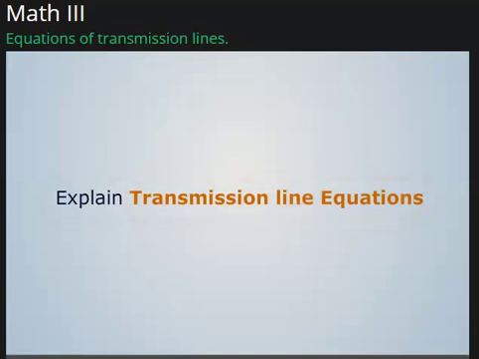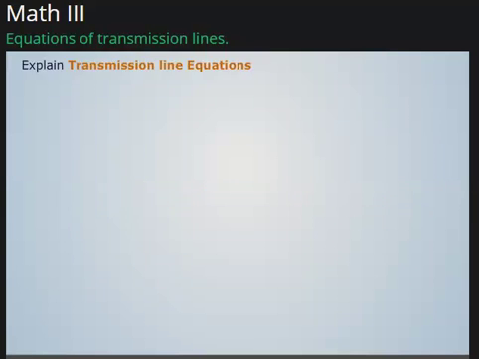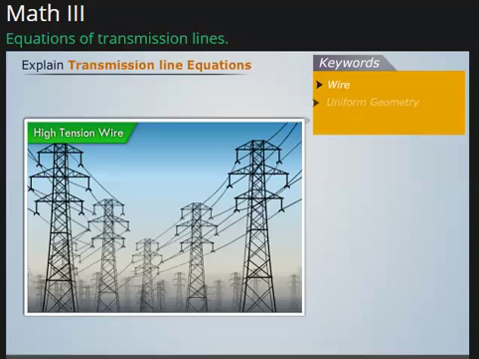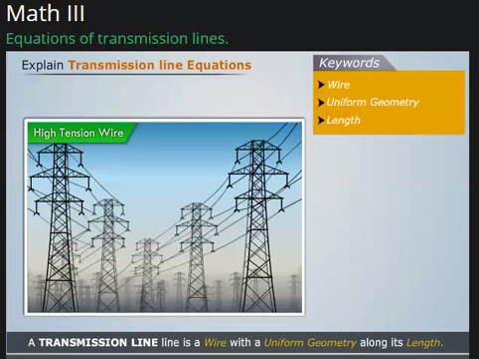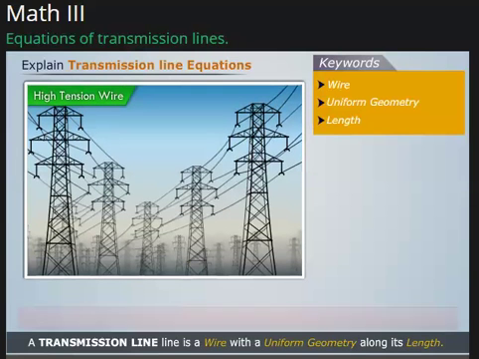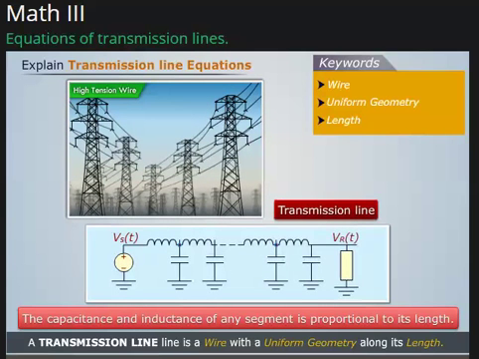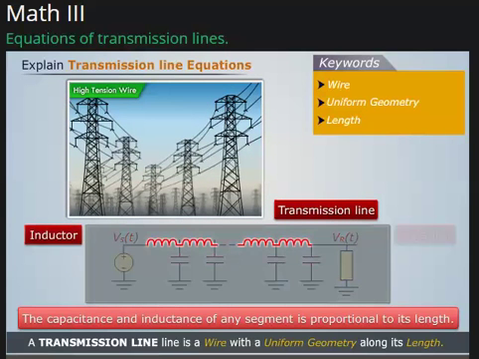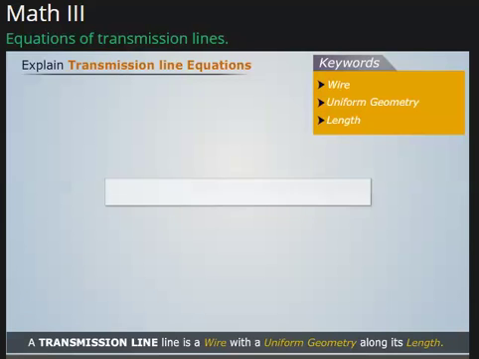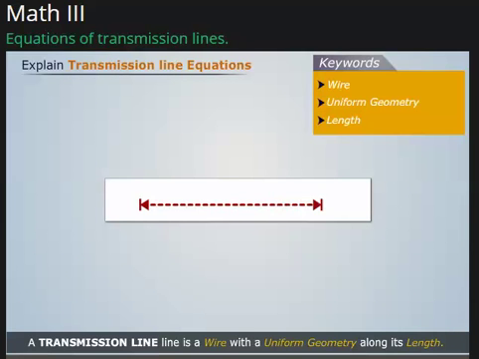Explain transmission line equations. A transmission line is a wire with a uniform geometry along its length. The capacitance and inductance of any segment is proportional to its length. We represent it as a large number of small inductors and capacitors spaced along the line. For determining the equation of transmission line, we take a short section of line of length delta x. The diagram can be shown as.